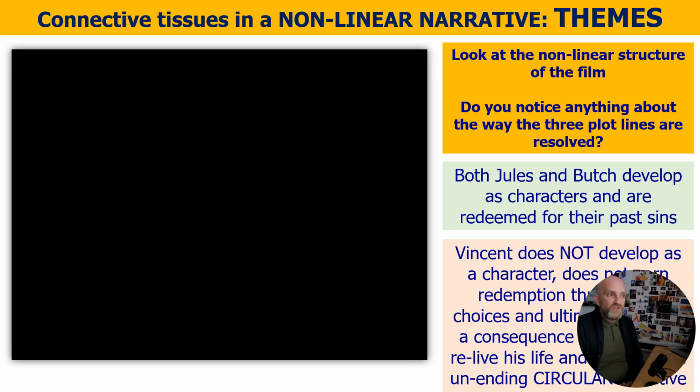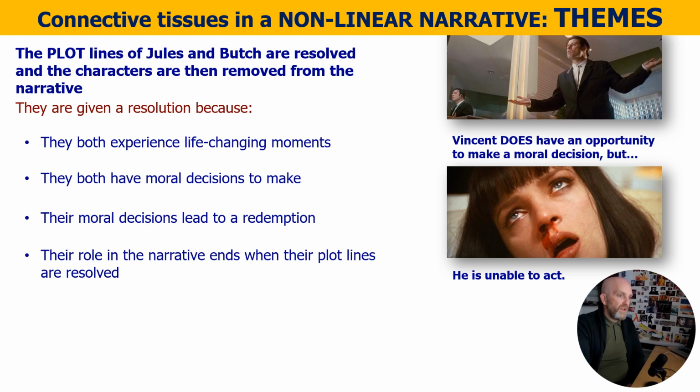Jules has a decision. Is he going to continue his life of crime? Is he going to walk the earth like Kane from Kung Fu? So he decides to walk the earth. Vincent never has that, is never able to make that decision. Okay, so Vincent does not develop as a character. Okay, so the plot lines of Jules and Butch are resolved and the characters are then removed from the narrative.